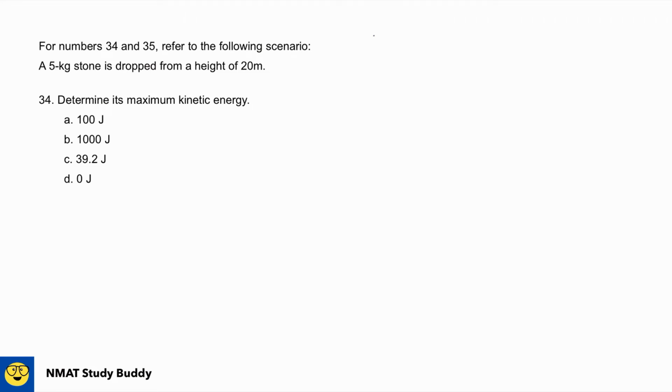For numbers 34 and 35, refer to the following scenario. A 5 kilogram stone is dropped from a height of 20 meters. Number 34, determine its maximum kinetic energy. So, mag-drawing lang muna tayo para mas maintindihan natin. So, kunyari yung cliff, 20 meters. Tapos may person na nag-drop ng stone. Siyempre, babagsak yung stone.